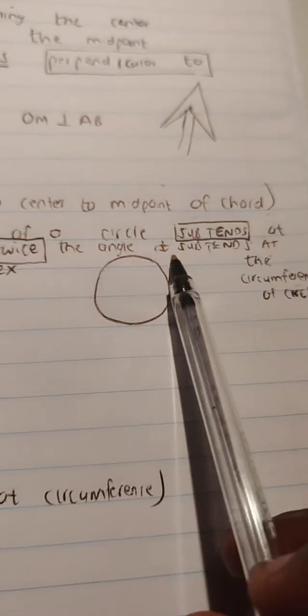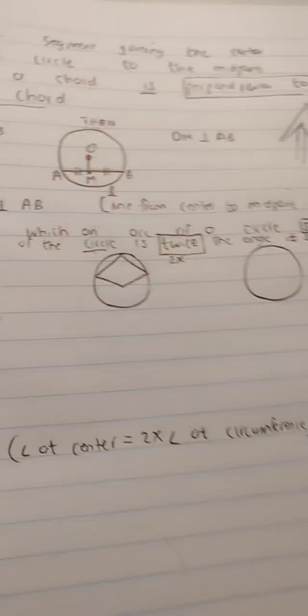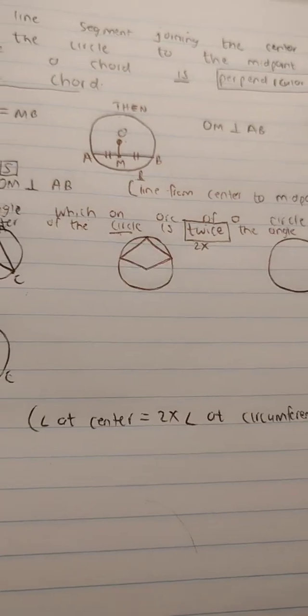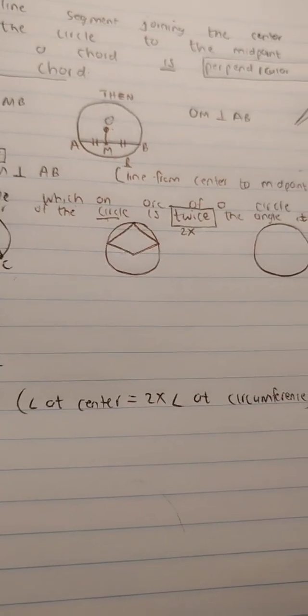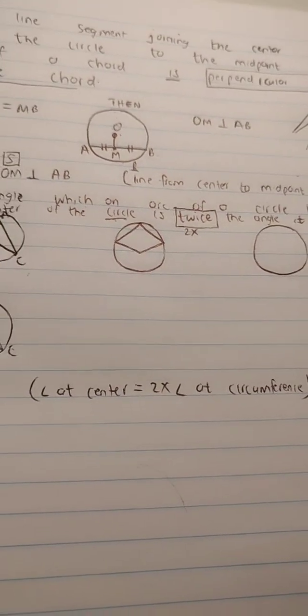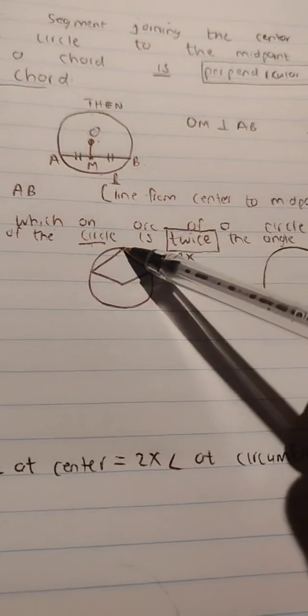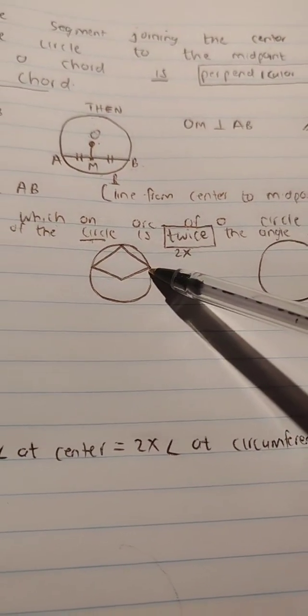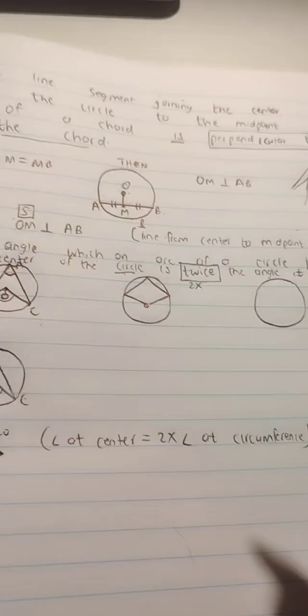Another diagram that speaks the very same theorem is what I call shine bright like a diamond. Look at this diamond. 1, 2, 3 points are all at the circumference. The 4th point is at the center.